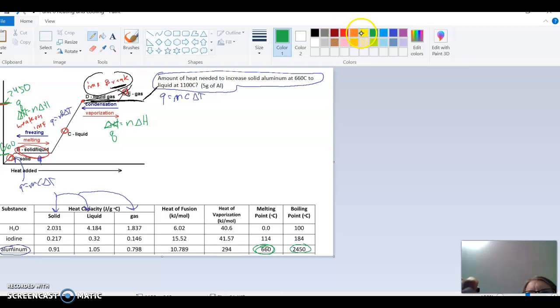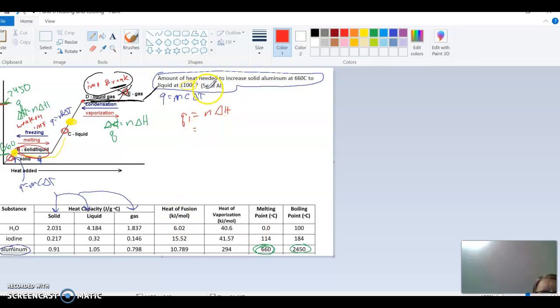So on the chart, I'm going to start at 660 as a solid. That's at this corner right here where the yellow dot is. And I'm going to end, as it says, at 1100 Celsius. 1100 Celsius isn't boiling, because boiling is at 2450, so 1100 is somewhere in between. So this is going to be my finishing point. It's going to take me 2 steps to do this. So let's take our Q1, I'll call it. Q1 is this flat part here, where it's going from a solid to a liquid. It's melting. And there, I'm going to be using Q equals n delta H, where n is the number of moles and H is the heat of fusion.